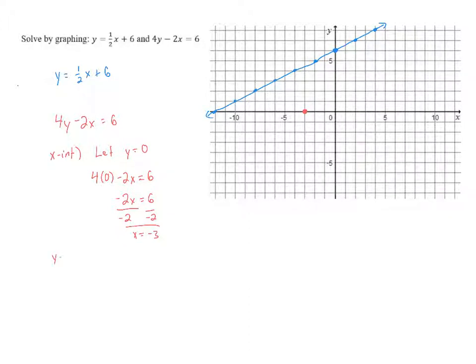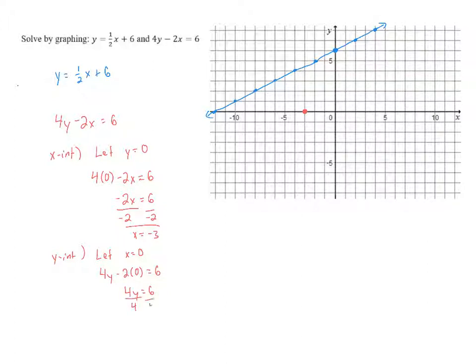Now, for the y-intercept, we're going to let x be 0. If we do that, then we have 4y minus 2 times 0 equals 6. Anything times 0 is 0, so that second term vanishes. We're left with 4y equals 6.